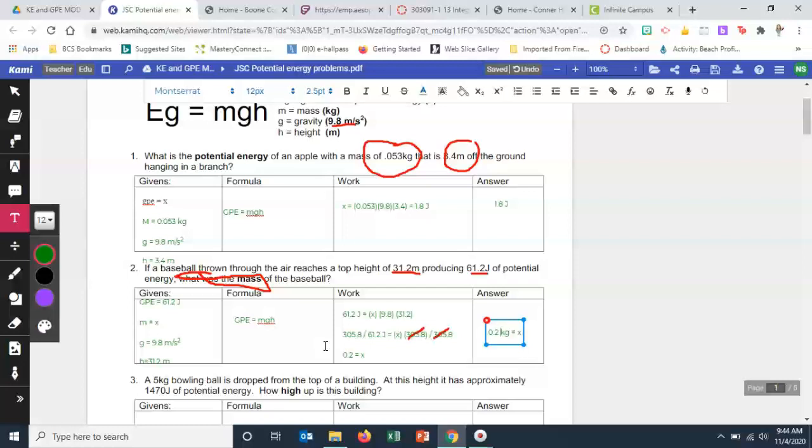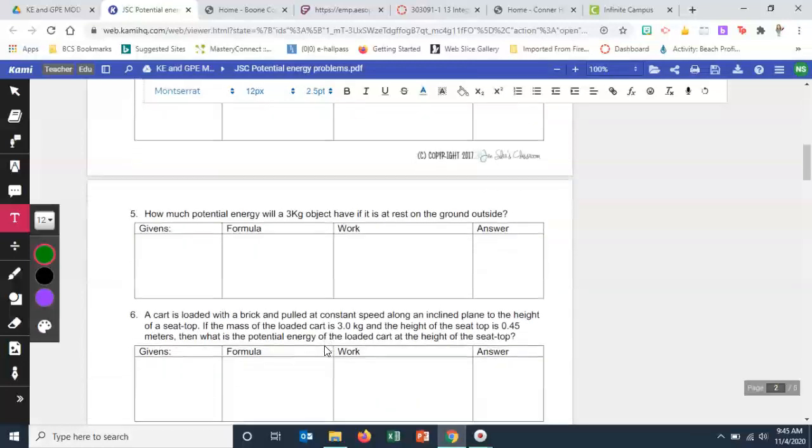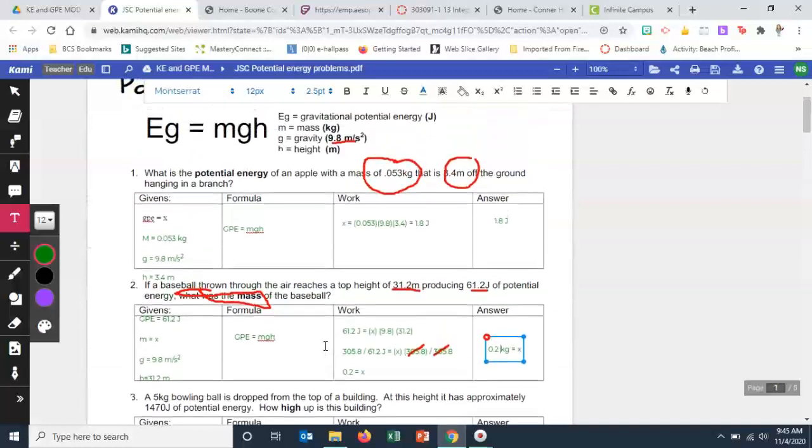These are our ways that we're going to use potential energy in the class to show quantitative pieces of information. We're going to work on the next couple of problems just to make sure that we get a good feel for it.